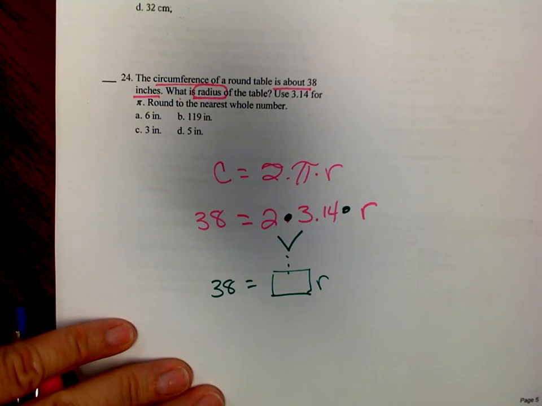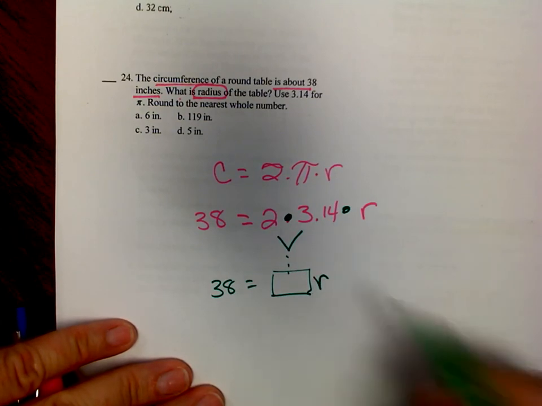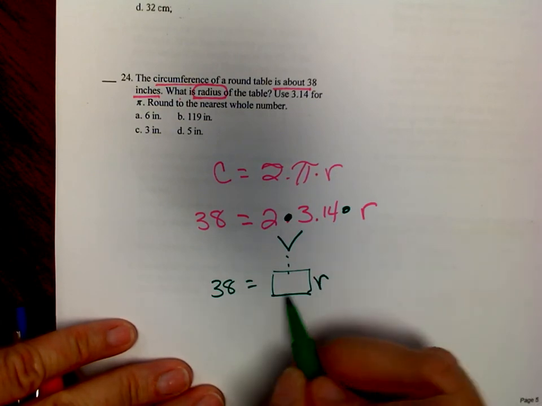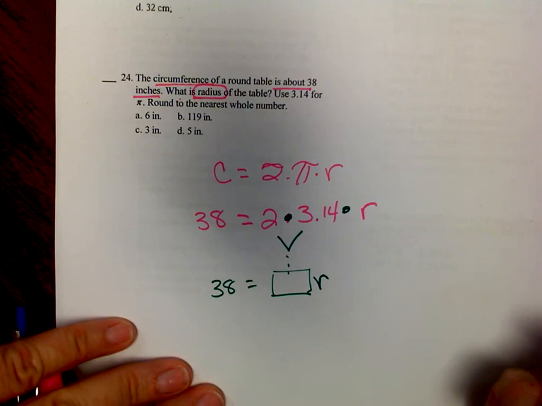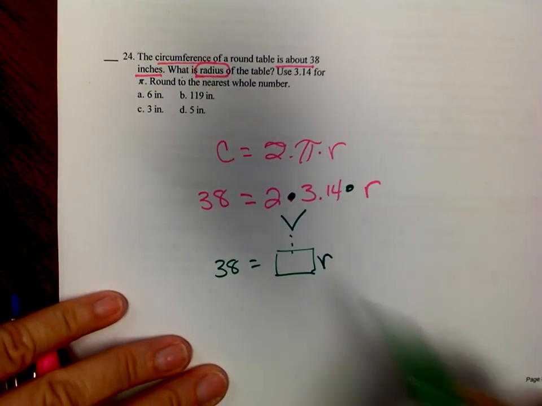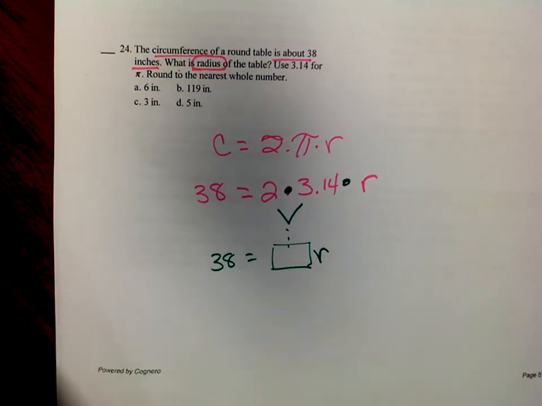And now it's a one-step equation. I need to get r by itself. How do you get r by itself? You do the opposite operation. So r is multiplying, so you have to do the opposite operation, which is to divide. So divide 2 times 3.14, whatever answer you got there, divide by that answer to get it off of r, and then you have to divide 38 by that answer, and then you will find r.